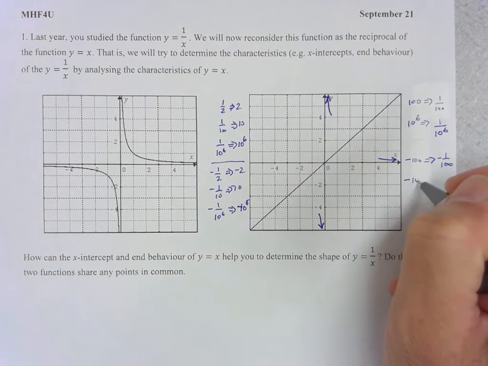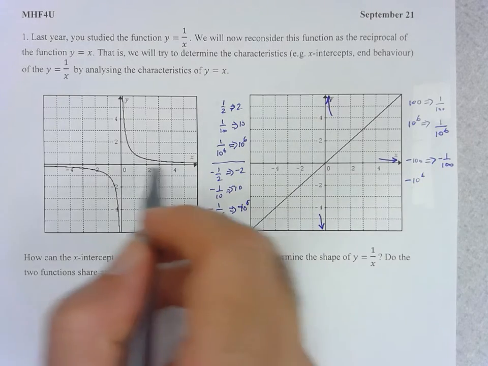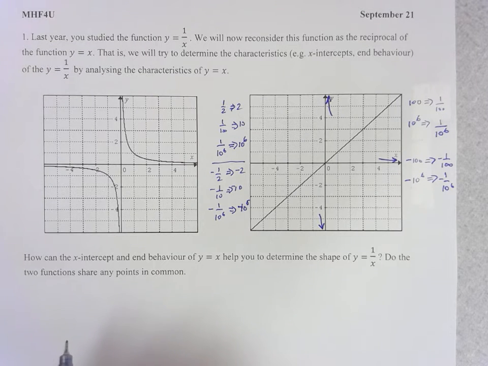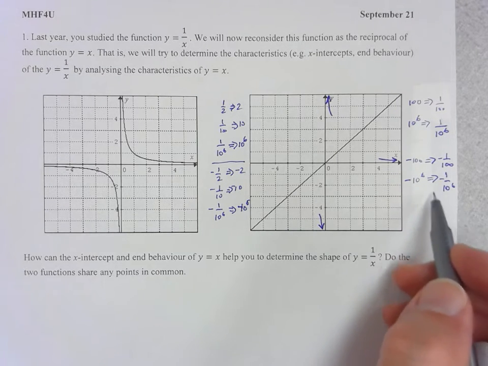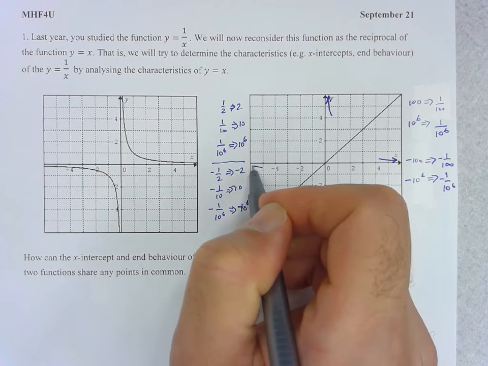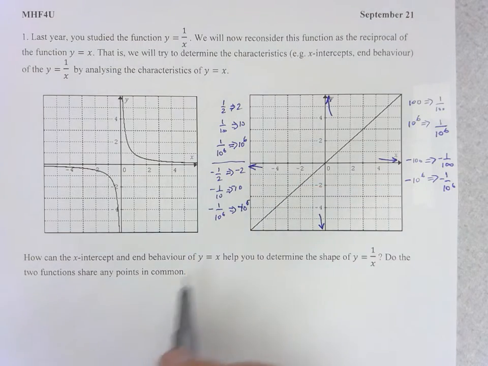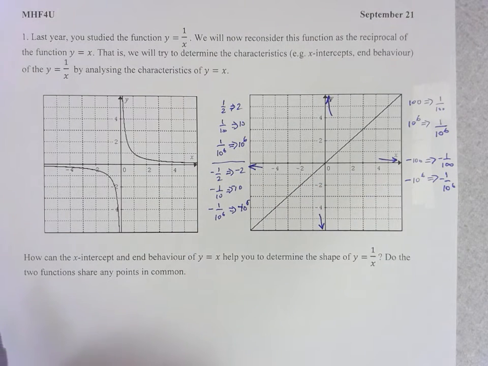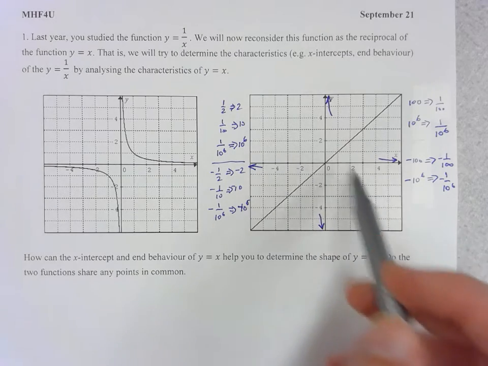If I take negative a million, something way far down, what happens when I take the reciprocal? I get negative 1 over a million. Okay, so something that's very close to 0, but it's going to be on the negative side. So it makes sense to have this end behavior again approaching 0 without ever touching it, except now approaching from the negative side. Okay. The question is what happens in between here?